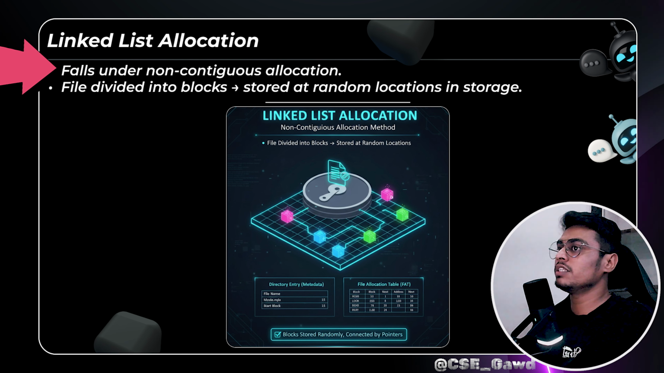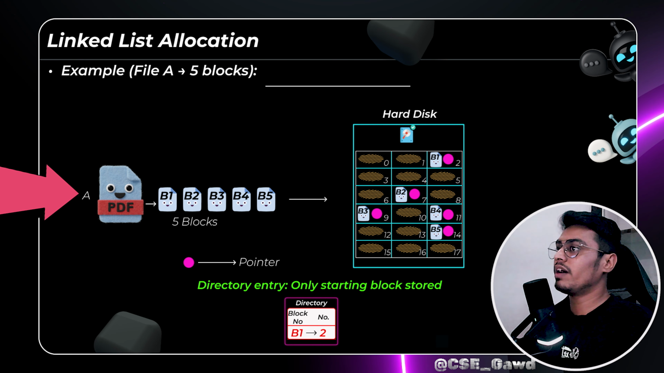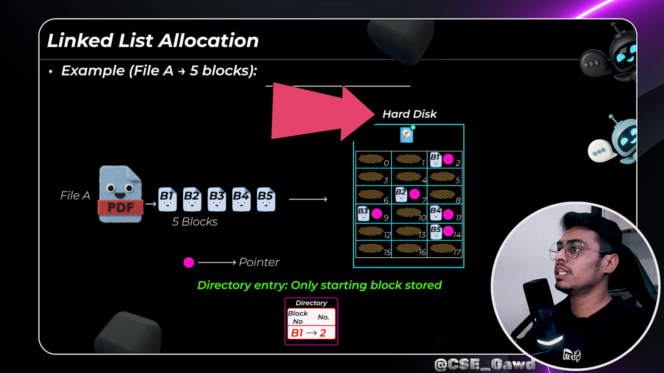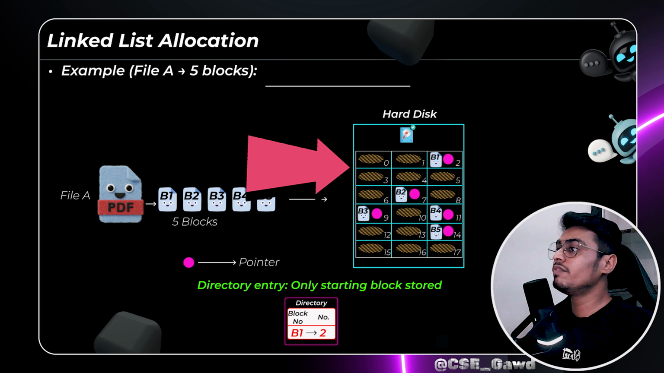The first important point is that it comes under non-contiguous allocation. Here we are talking about a linked list. Let's say we have a file A, and I divided it into 5 parts: block 1, block 2, block 3, block 4, block 5. When we bring all the blocks of the data file into the storage, we will allocate them non-contiguously, not continuously.